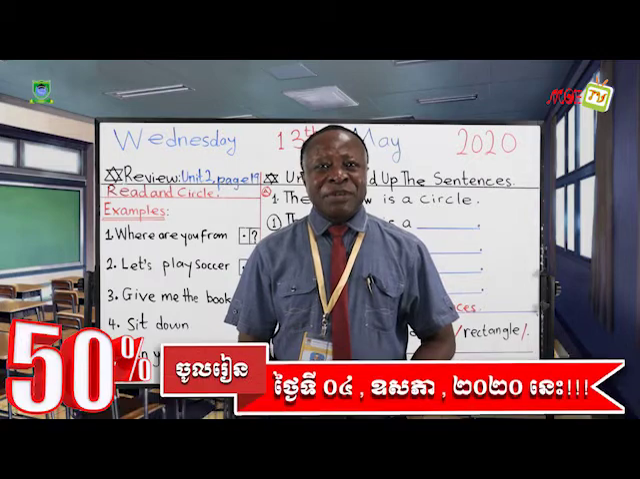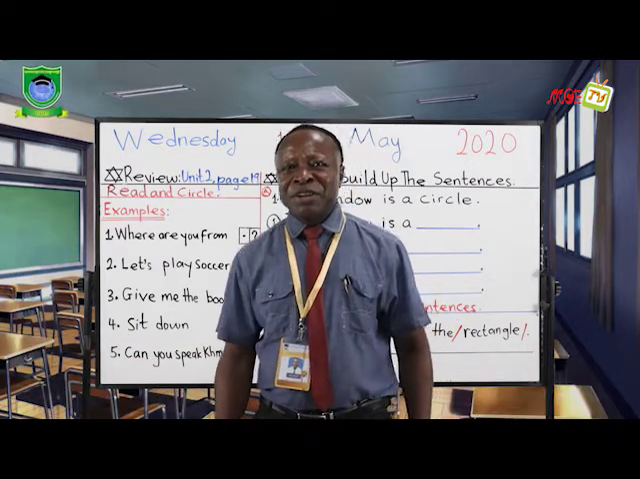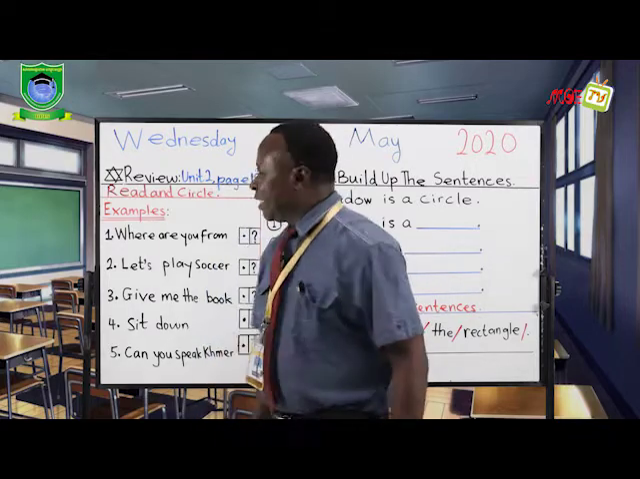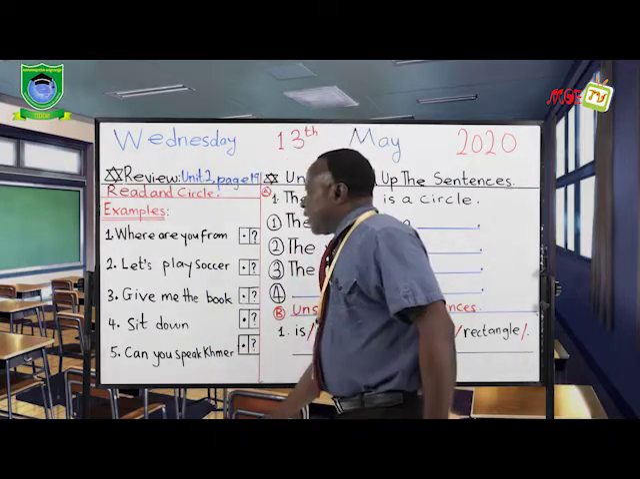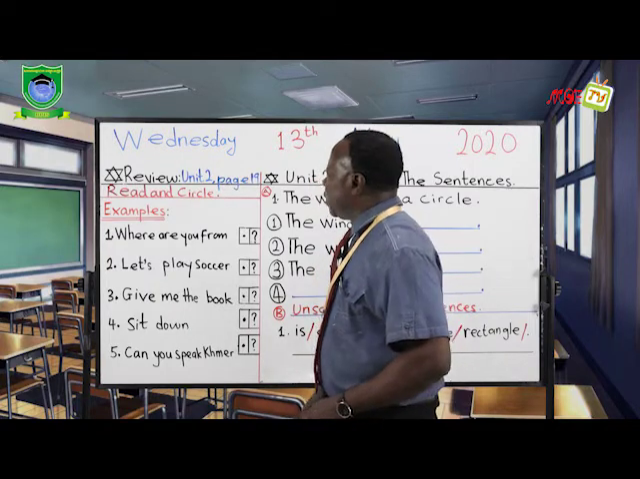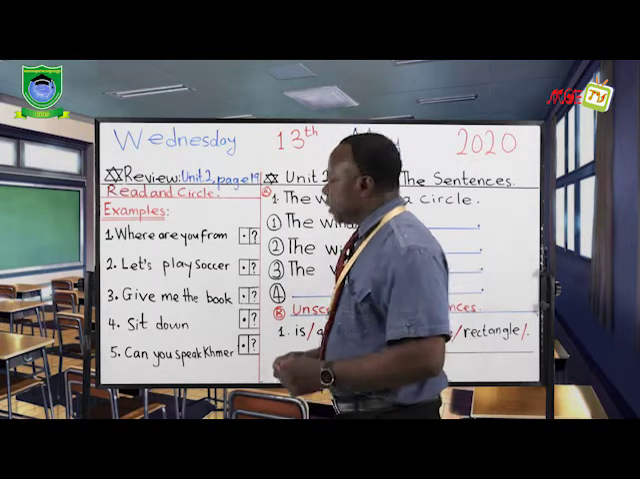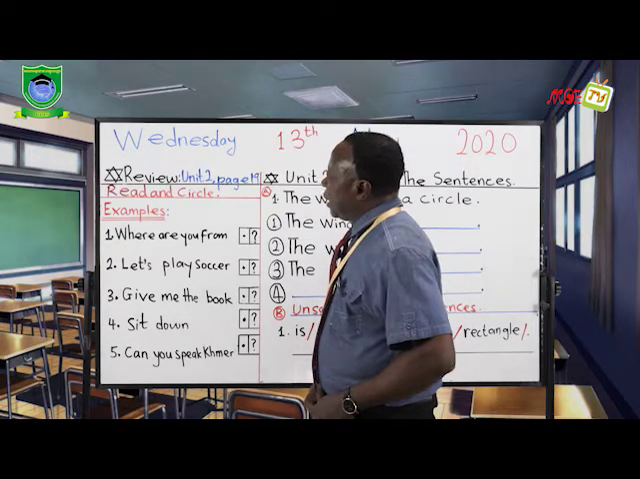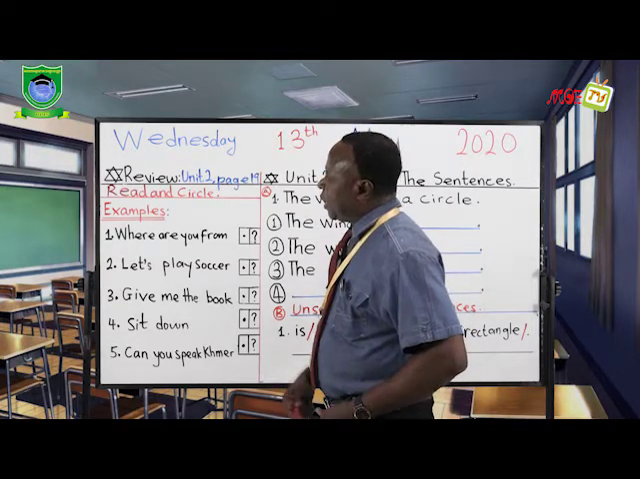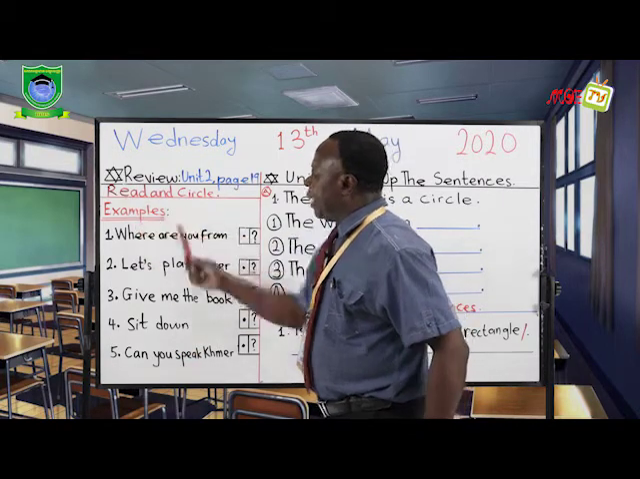And we will start with a review, so just follow me on the whiteboard. This is the review of Unit 2, page 19. Let's read the instructions together. Read and circle.